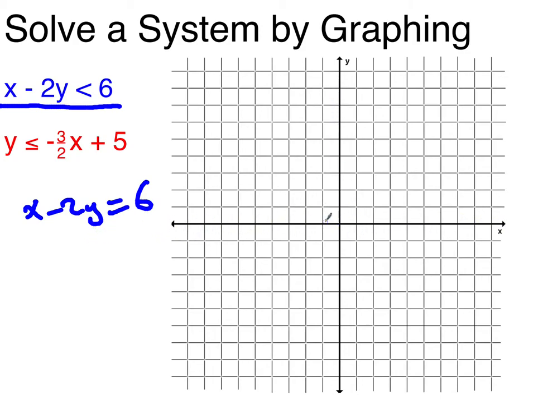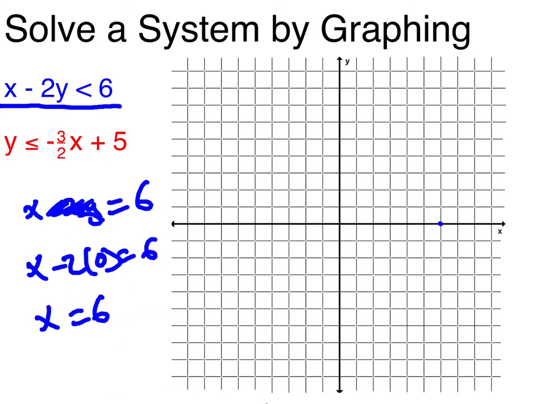The x-intercept, where it crosses this axis, is when y is 0. So let's go ahead and plug in 0 for y. And that gives us x equals 6. So when y is 0, 1, 2, 3, 4, 5, 6, we're at 6. I didn't actually need to plug it in, because if I get 0, it just takes that part away.